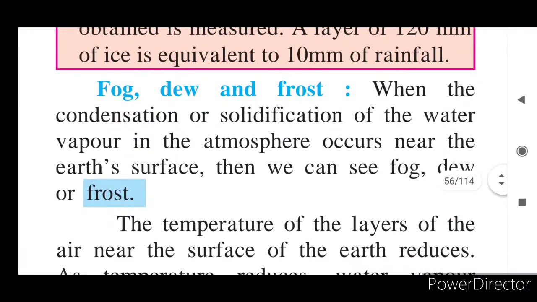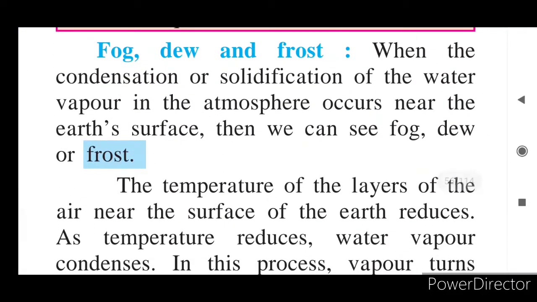Now fog, dew and frost. In this, first we see the introduction to fog, dew and frost. When condensation or solidification of the water vapor in the atmosphere occurs near the earth's surface, then we can see fog, dew or frost. See children, we have seen snowfall, rainfall, the condensation process, evaporation and solidification. All these things take place high above the earth, very far from the earth.